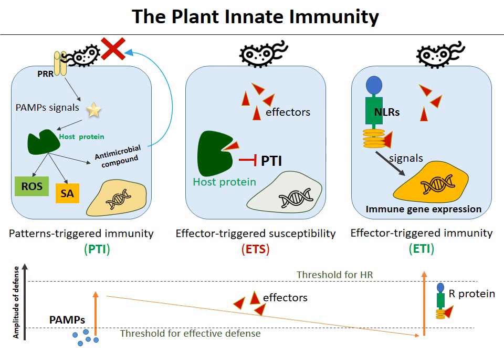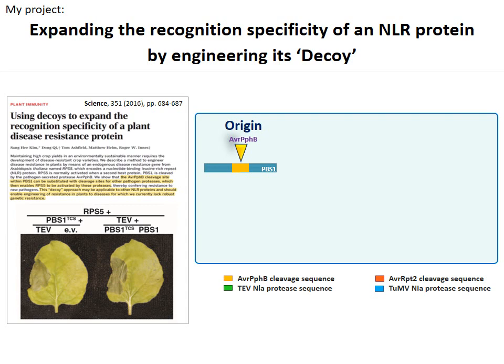In the model, the presence of the resistance protein can boost the defense level over the threshold for the hypersensitive response. That is the highest level of the plant immune system, and the plant becomes the winner. There are a lot of effectors from different pathogens in nature, and my project now is focusing on a type 3 effector, AvrPphB. The mechanism of how the plant can recognize and resist this effector is well known now.